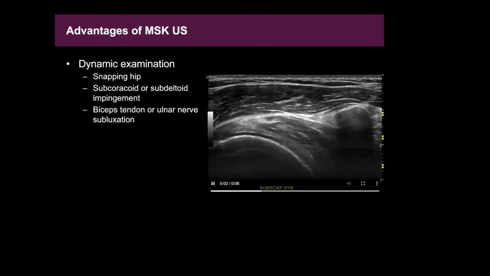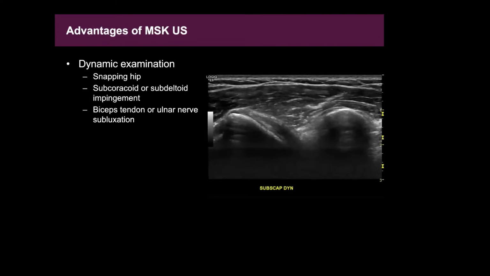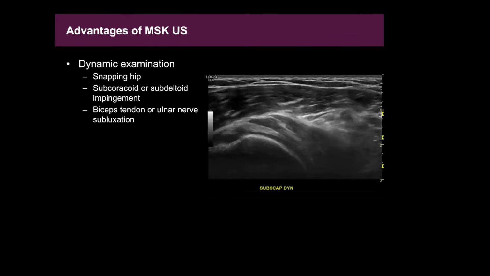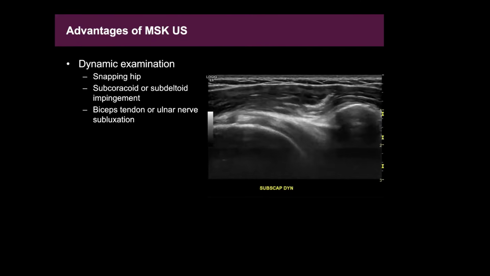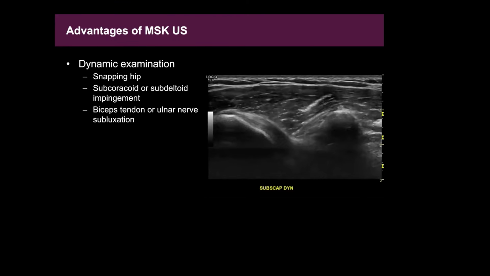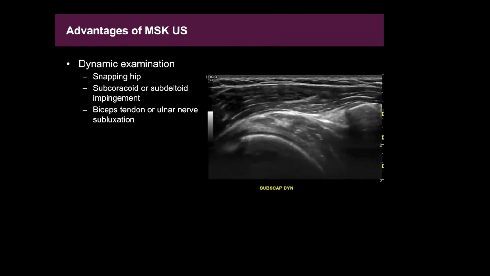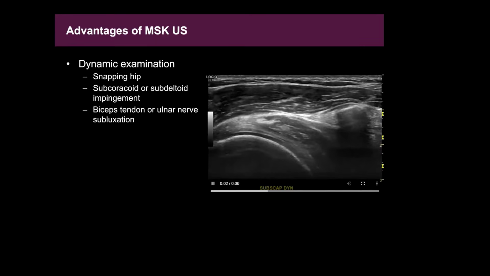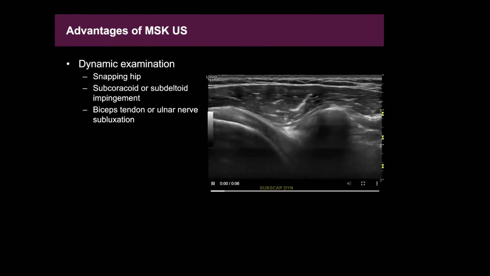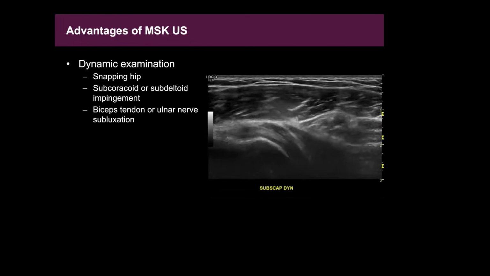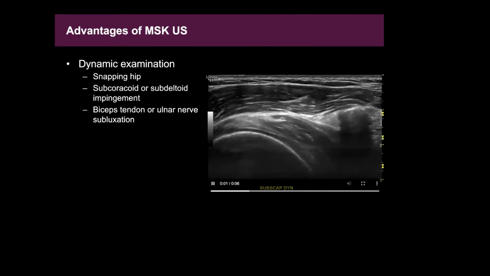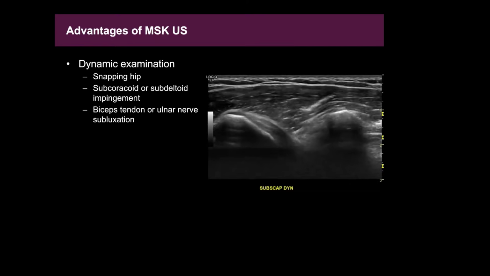Another good advantage of MSK ultrasound is that it's a dynamic examination. If you have a patient who's complaining of specific symptoms that only manifest with particular maneuvers or positions, MSK ultrasound would be a good consideration, because all you need to do is put the probe on the patient and have them reproduce that maneuver that's eliciting the pain and discomfort. Things like snapping hip, subcoracoid, and subdeltoid impingements are often dynamic pathology. And things like biceps tendon subluxation or ulnar nerve subluxation are good candidates for ultrasound examination.